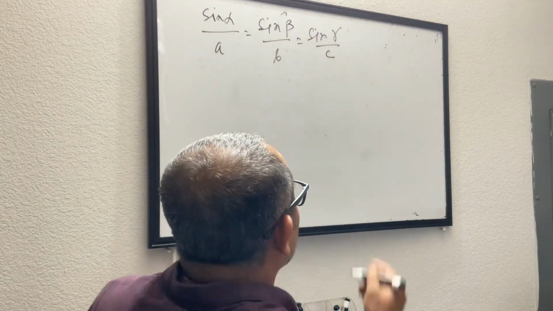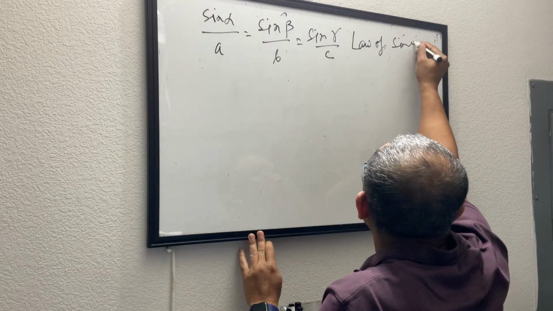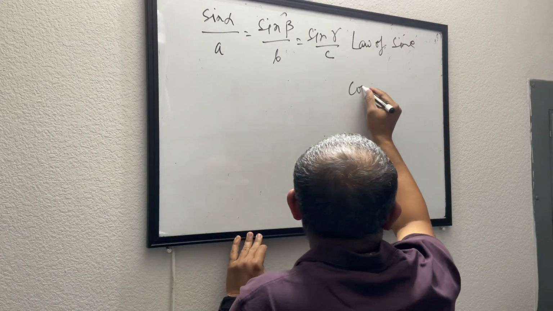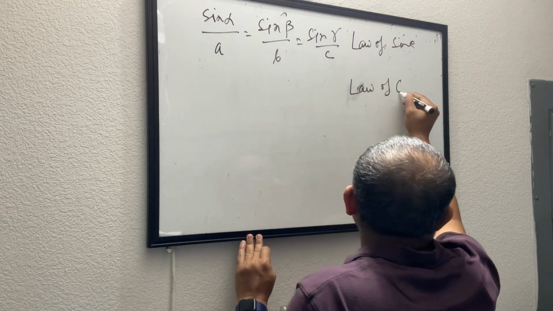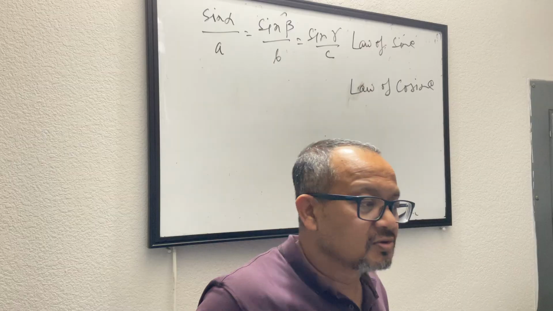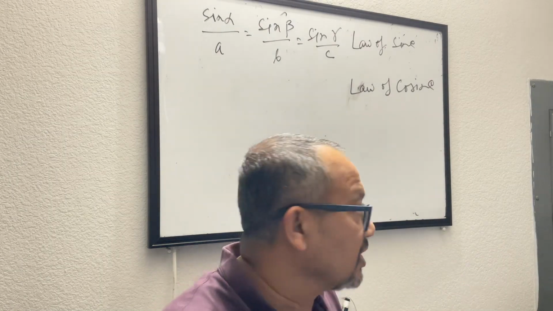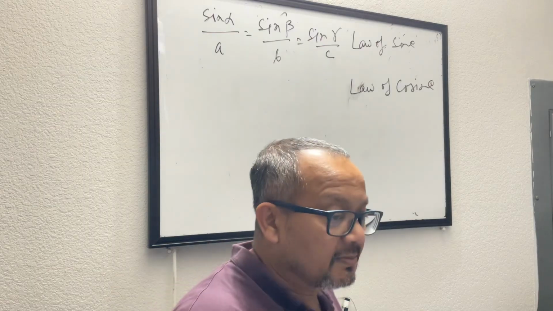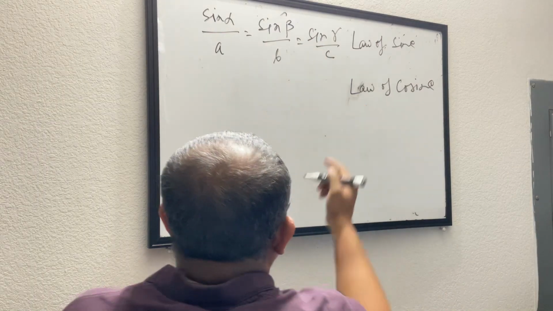Now, this is law of sine. Now there's an interesting one that is called law of cosine. And again, law of sine and law of cosine, these are the rules, the formulas or the methods, the theorems, whatever you call them, are applicable to any and every triangle. Now, what does law of cosine say?